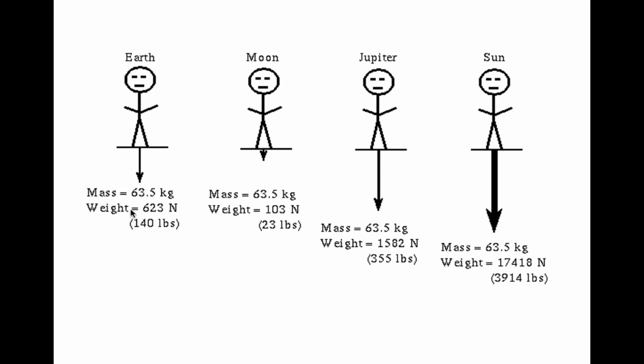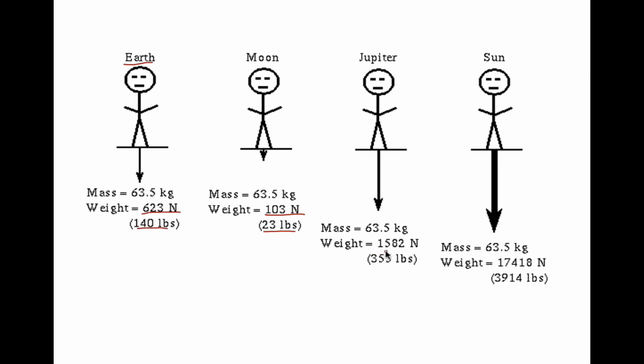Since weight is a measure of gravity pulling down on you, and remember gravity is a force, we measure force in newtons. So you see the person's weight is 623 newtons, and that's on Earth, right? And if we look at it on the moon, which is a smaller object, now his weight has gone down. It's 103 newtons, or 23 pounds, compared to 140 pounds.